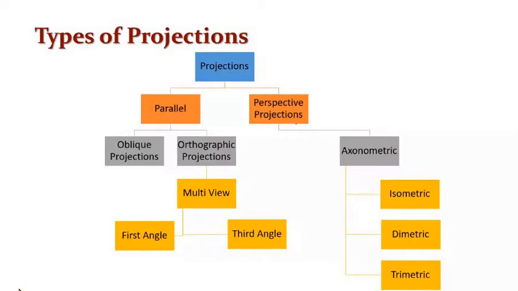The perspective projection is like when the position of the observer is very close to the object, and also the projectors are diverging. When the projectors diverge, you will get this, and when the projectors are parallel to each other, you will get this. Under parallel projections, it's broadly classified into oblique projection and orthographic projection.